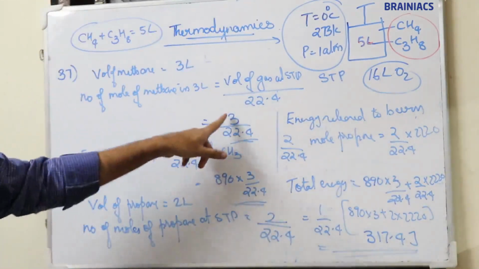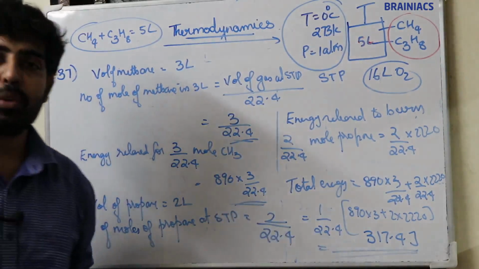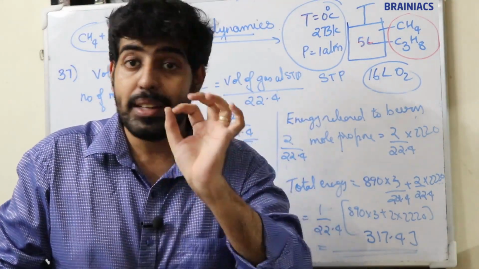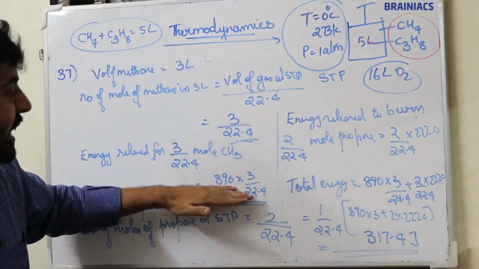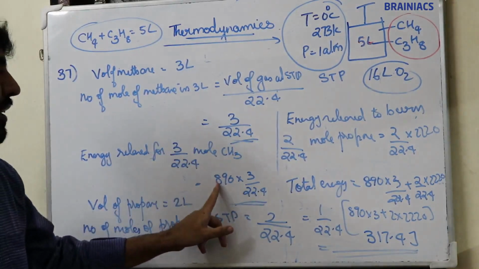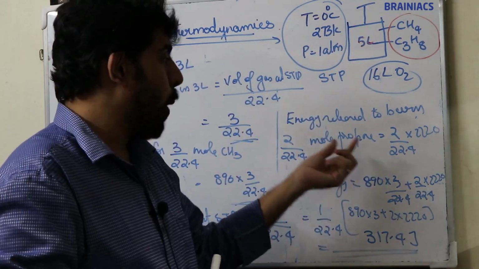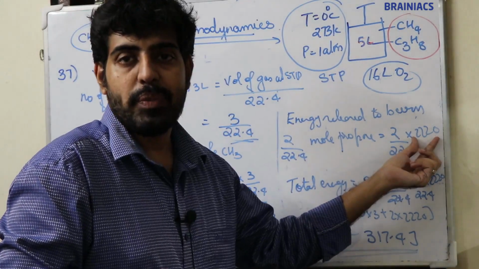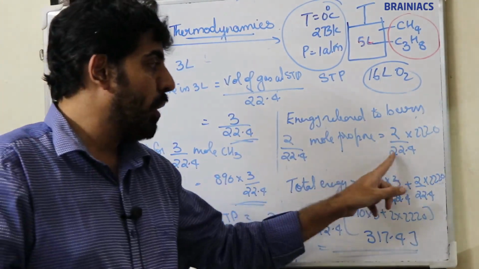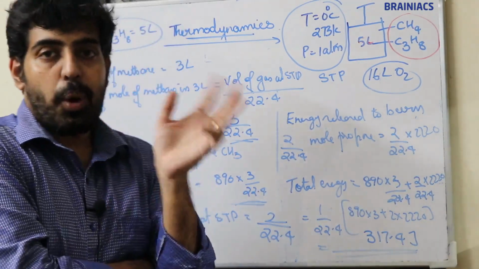From that we calculated the number of moles: in 3 liters, 3 by 22.4, and in 2 liters, 2 by 22.4. Now, the energy released when 1 mole of a substance is burned is the enthalpy of combustion. The enthalpy of combustion of methane is 890 for 1 mole burned, so for 3 by 22.4 moles you get 890 into 3 by 22.4. In the same way, the energy released when 1 mole of propane is burned is 2220, so for 2 by 22.4 moles it is 2 by 22.4 into 2220. Adding those two energy values, you will get 317.4. I think it's clear. Answer option 3.